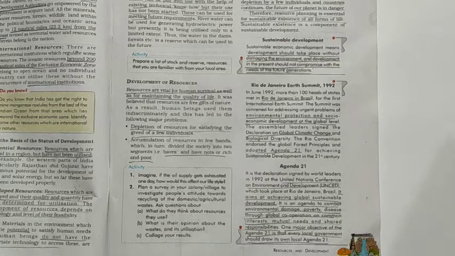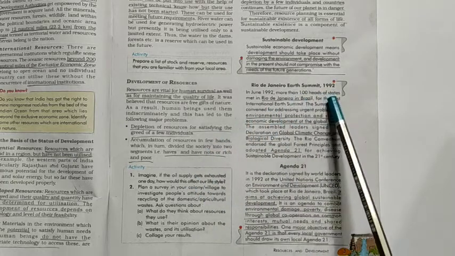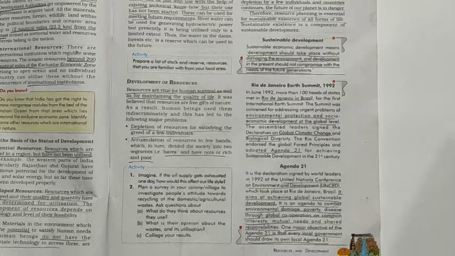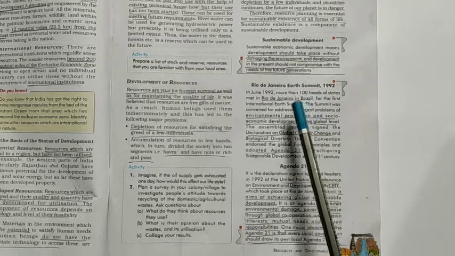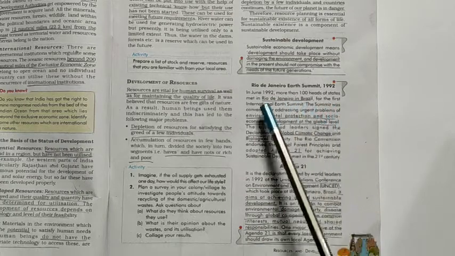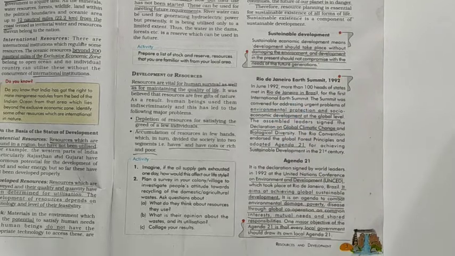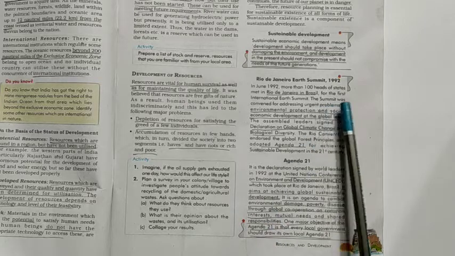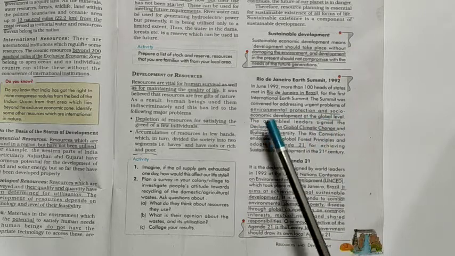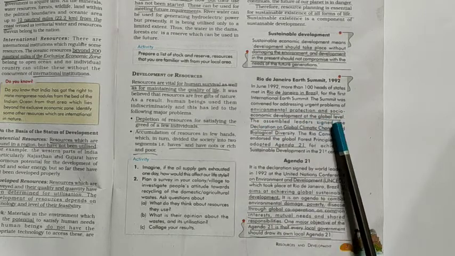To overcome the problems of the environment and to sustain it, there was a meeting held called the Rio de Janeiro Earth Summit 1992. It was a meeting held in June 1992 where hundreds of heads of state met in Rio de Janeiro in Brazil for the first International Earth Summit. The summit was convened for addressing urgent problems of environmental protection and socio-economic development at the global level.